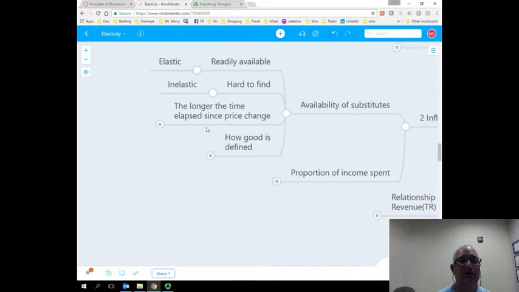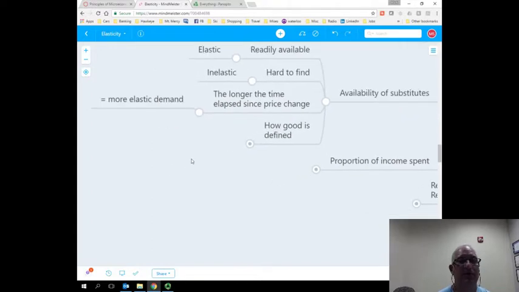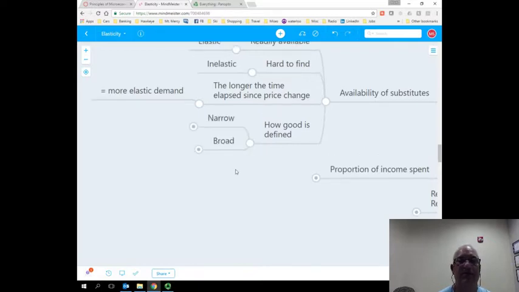The longer the time elapsed since the last price change, the more elastic the demand. And then the fourth variable affecting availability of substitutes is how the good is defined. If it's got a real narrow definition, then it would be more elastic. If it's real broad, it would be inelastic, depending on how the item is defined.